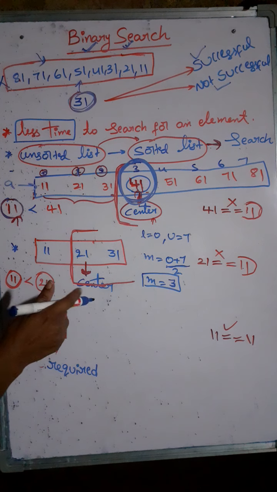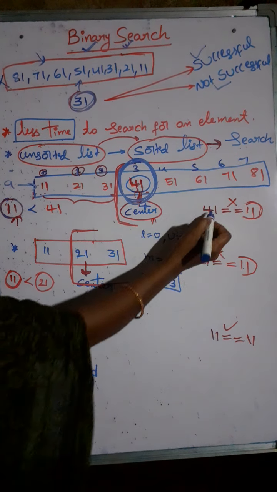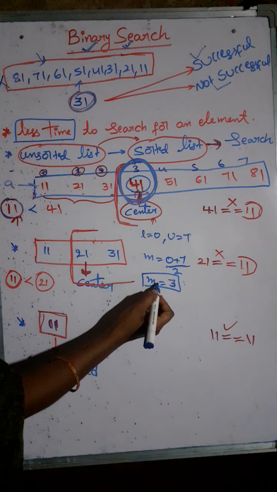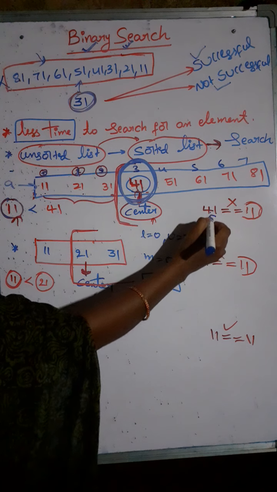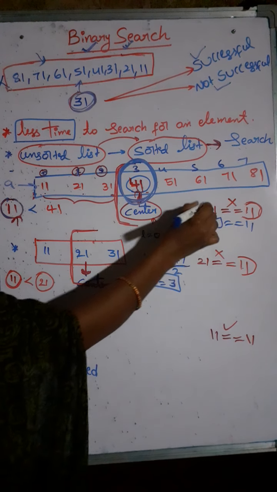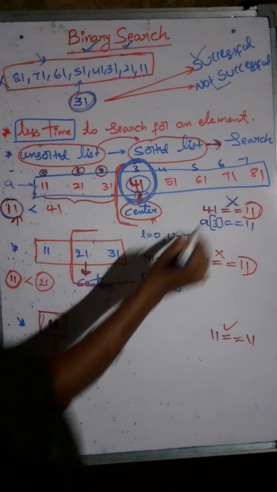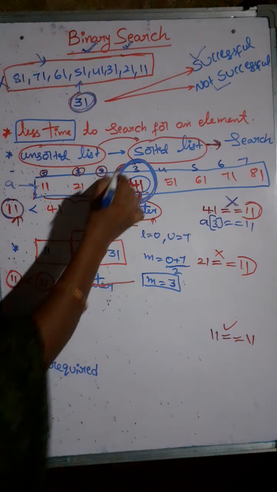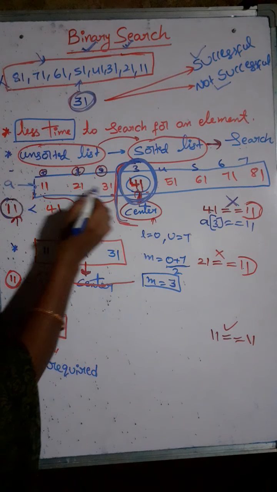So, now what should we do? We should compare this value. We should compare A of 3. So, what is the index? 3, right? So, we should compare A of 3 with 11. A of 3 is nothing but 41, right? 41 is not equal to 11. So, what should we do now? We should not consider this part. We should consider only this part.